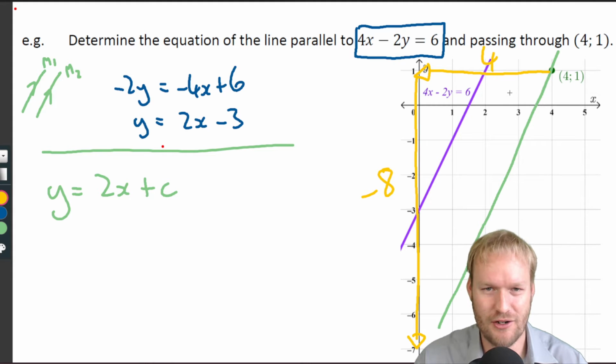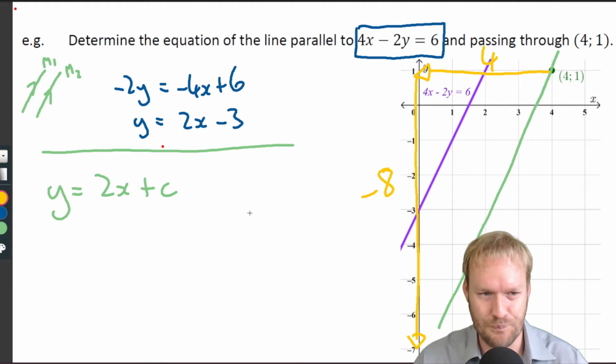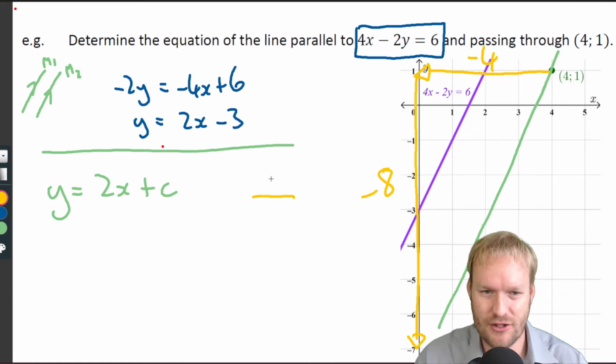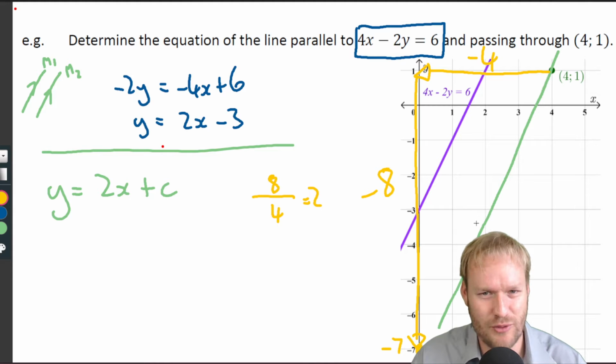So just think of our gradient here is 2. So in this case, if we've got a rise of 8 and a run of 4, that will give us our gradient of 2. So we can see that this must be -7 down here. Okay, so that's the one option.